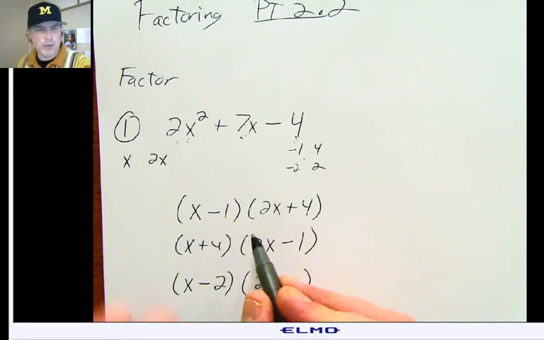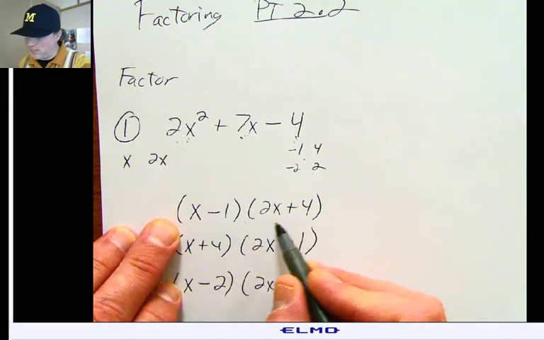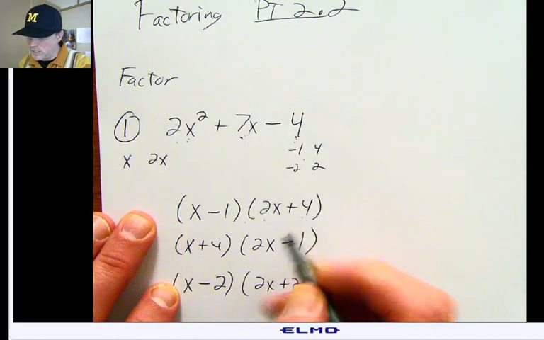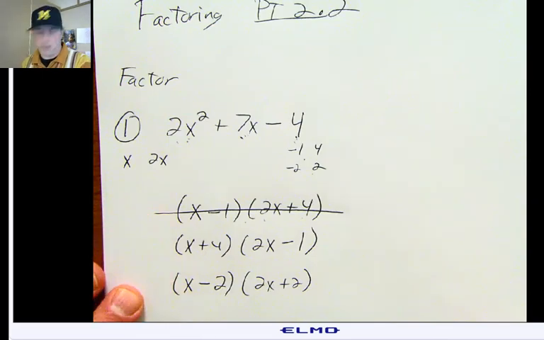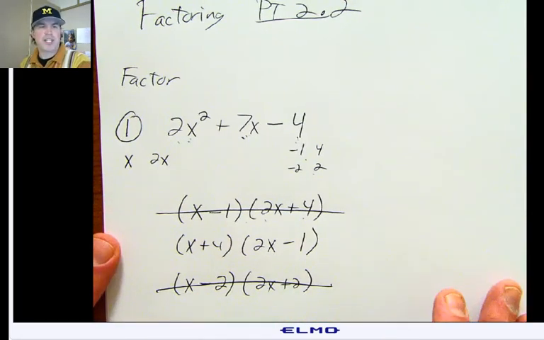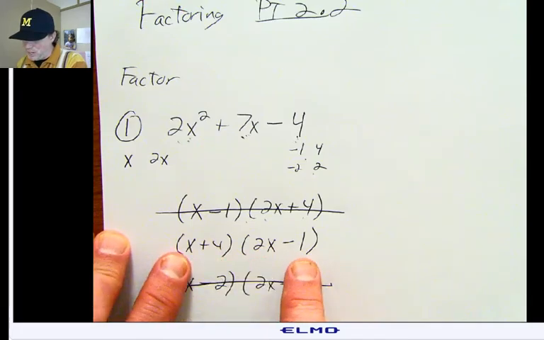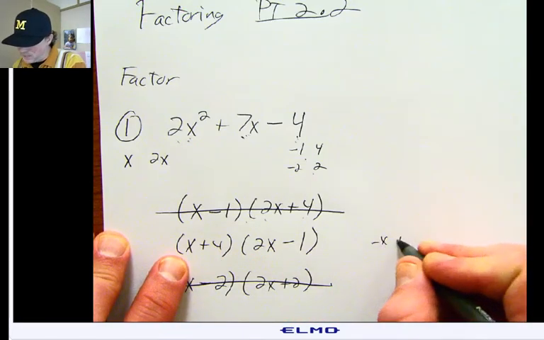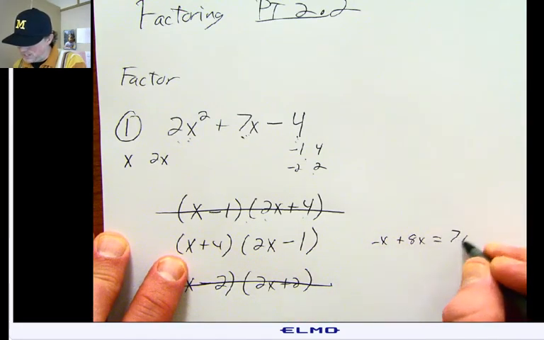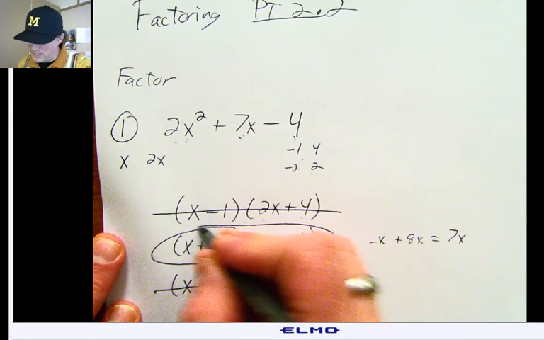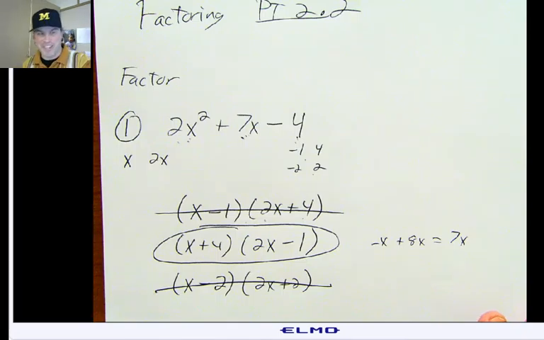So when I test this one, 2x and 4, those are common factors. So that means this one cannot be an answer. Down here, 2x plus 2, 2x and 2 and 2, those are common factors. So those cannot be the answer as well. The only one that's left is this one, and if I test it out, I get negative x plus 8x, which is the 7x that I desire, which means this is my answer.